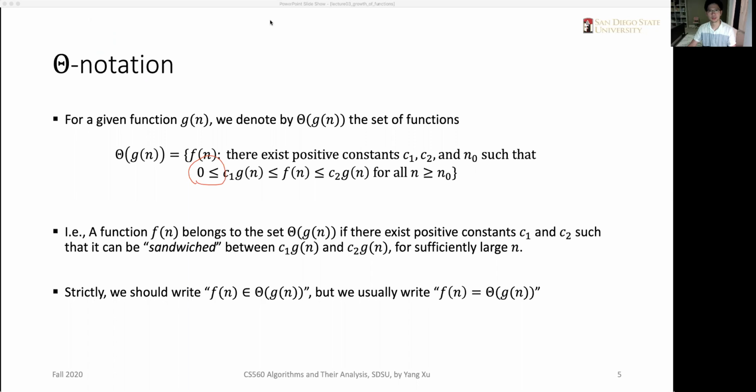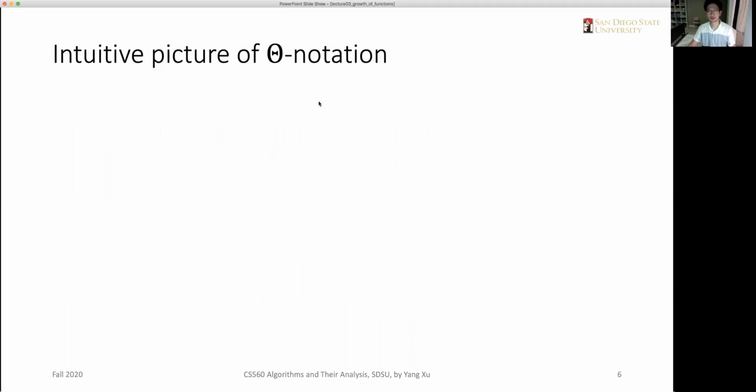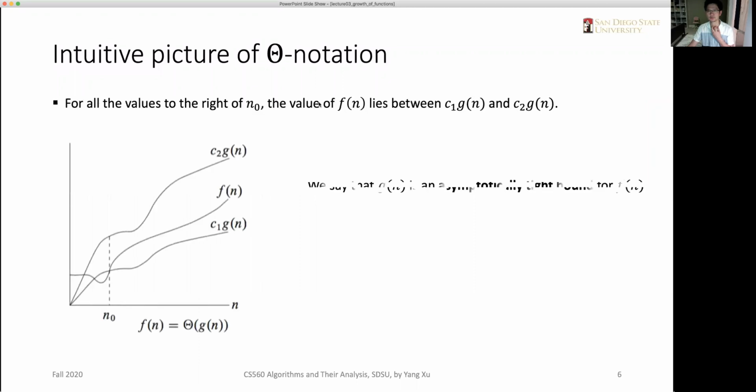All right, so next we're going to go through some examples showing what kind of functions satisfy, or can be described by, the Big Theta notation.